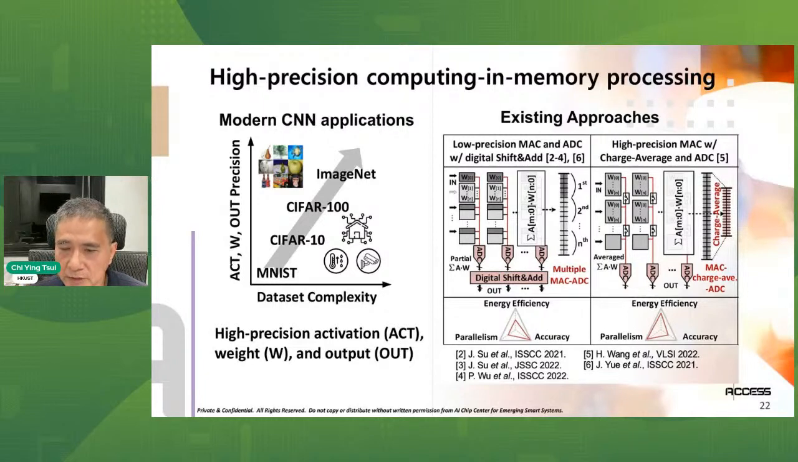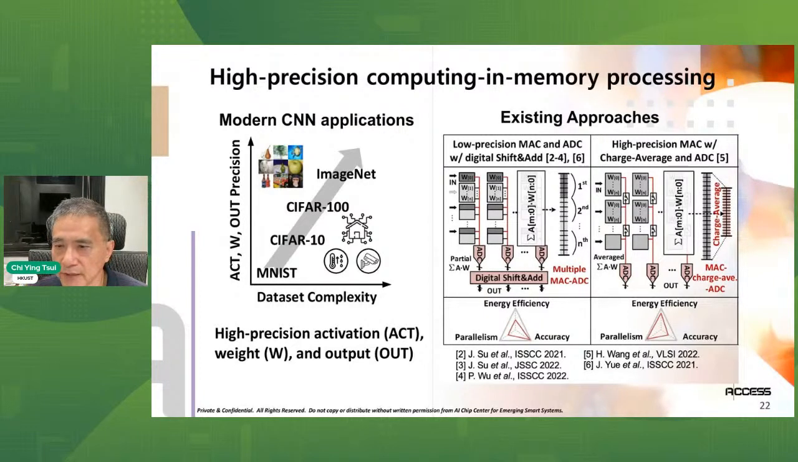With that, we can achieve a high output, but the throughput will be lower because you cannot accumulate all the data together. You need to separate into multiple sections and use multiple cycles to accumulate data together. Therefore, the speed will be lower. At the same time, the energy efficiency will be lower because your number of ADC conversions will be higher. So you sacrifice the energy efficiency and parallelism, but you get better accuracy.